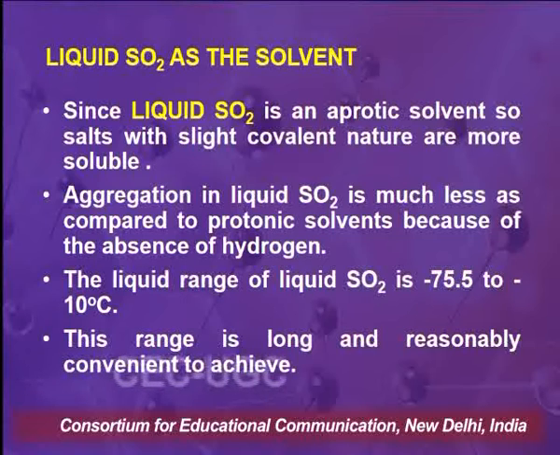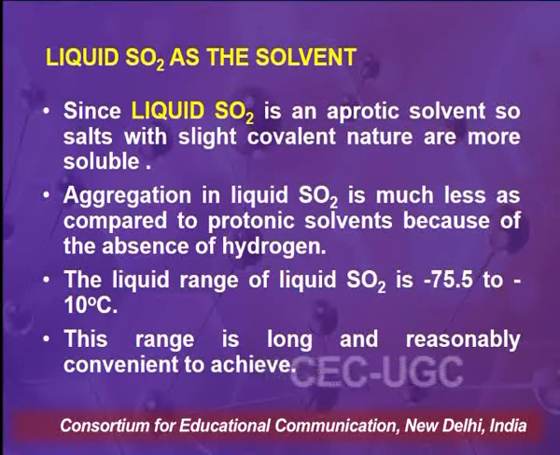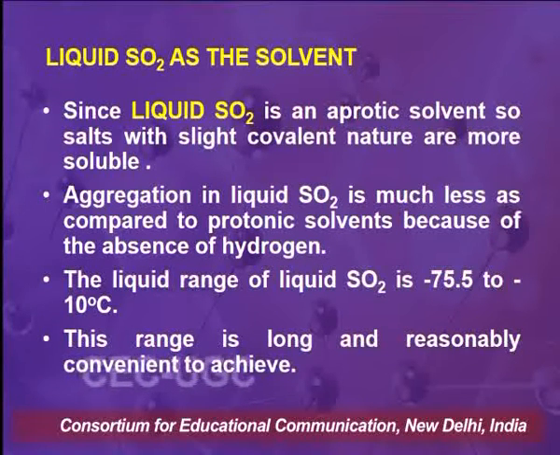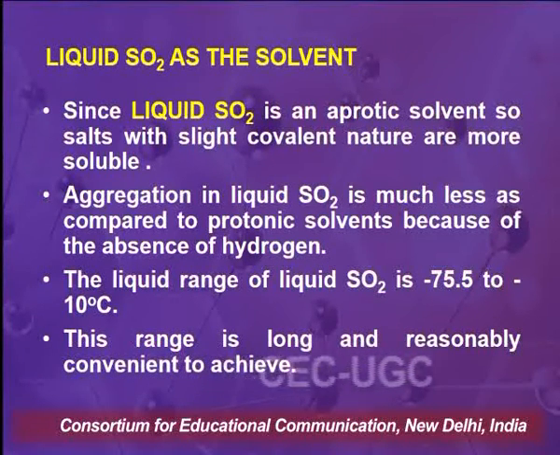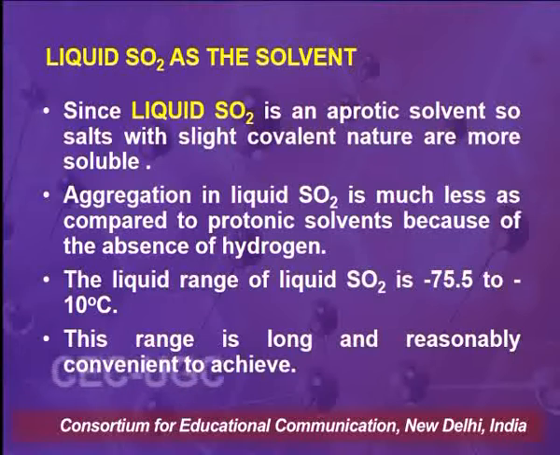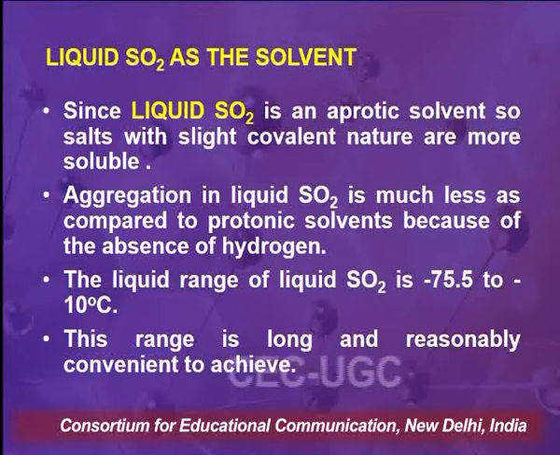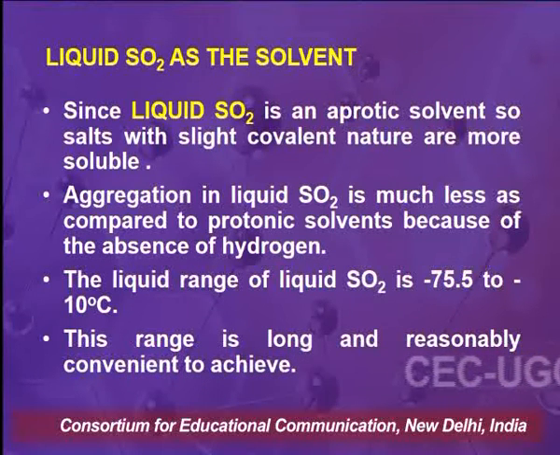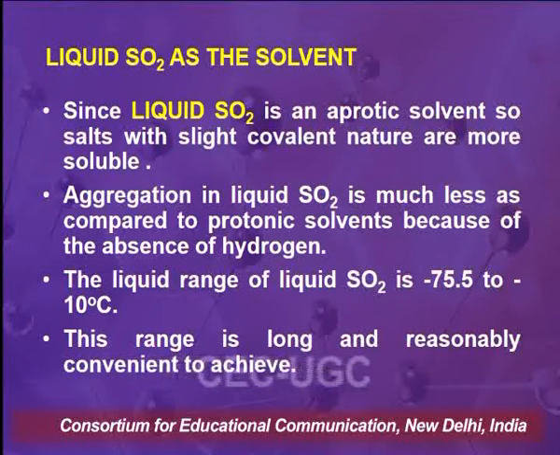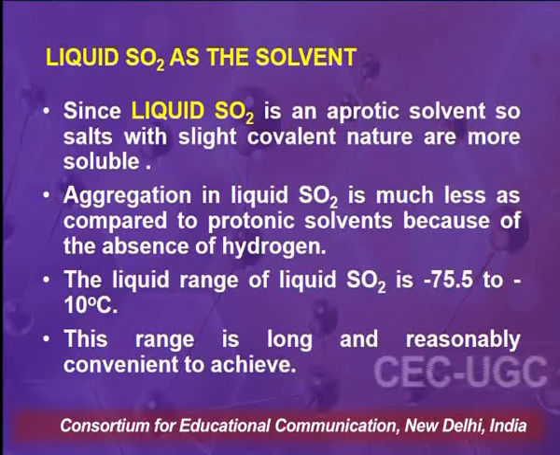Aggregation in liquid sulfur dioxide is much less as compared to protonic solvents because of the absence of hydrogen. That is, in case of liquid ammonia, the aggregation of ammonia molecules is very high because of the hydrogen bonding, as hydrogen is present in ammonia. Whereas in case of liquid sulfur dioxide, since there is no hydrogen, the molecules of sulfur dioxide are not as aggregated or as clustered as compared to a protonic solvent.